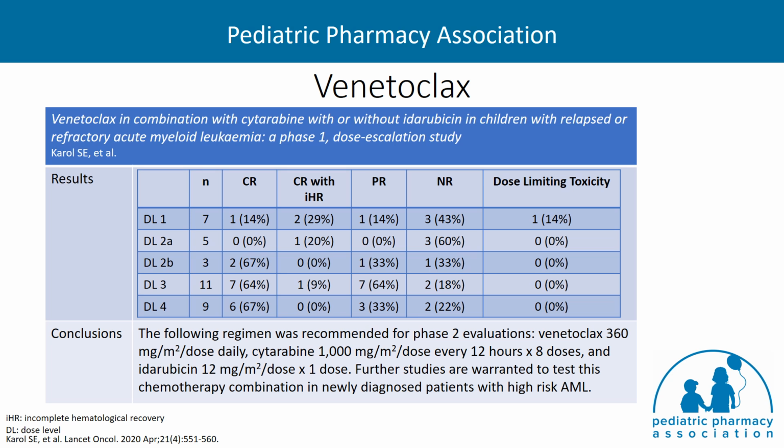As a result, the authors concluded that this dose level 4 regimen should be evaluated in a phase 2 study, specifically venetoclax dosed at 360 milligram per metered square once daily, cytarabine 1000 milligram per metered square per dose every 12 hours for 4 days or 8 doses, and then idarubicin 12 milligram per metered square for 1 dose. But ultimately, further studies are warranted to truly test this chemotherapy combination in newly diagnosed or frontline AML patients.